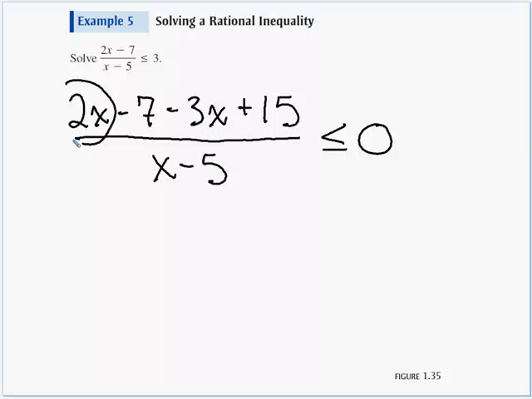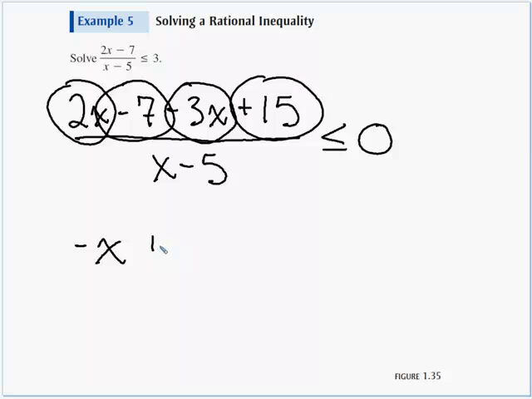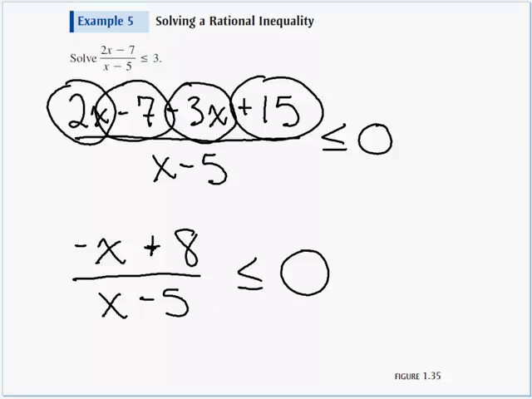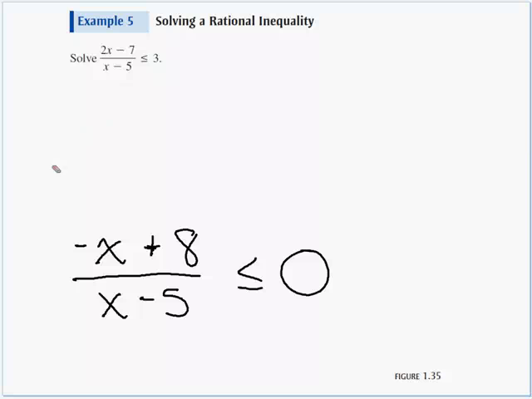Combine like terms in that numerator. We got a 2x and a minus 3x, that's a minus 1x. And then a minus 7 and a plus 15, that's plus 8. And that's all over x minus 5, less than or equal to 0. So now we got it all whittled down to a nice simplified fraction.